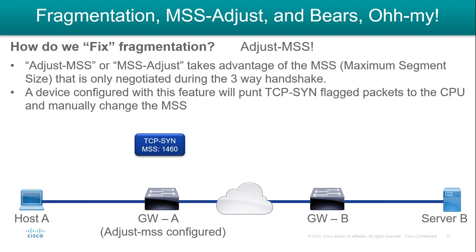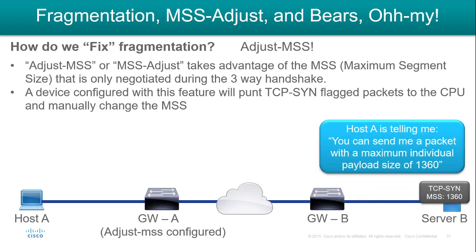The gateway recognizes this and says, well, this is actually going across a tunnel. We need to change it. 1460 is too big, so I'm going to rewrite this TCP frame to a smaller value of 1360. It then takes that new TCP SYN, injects it in the same path, and sends it to the server. When the server gets it, it has no idea that this packet was just modified. It thinks that this is what the client asked for.